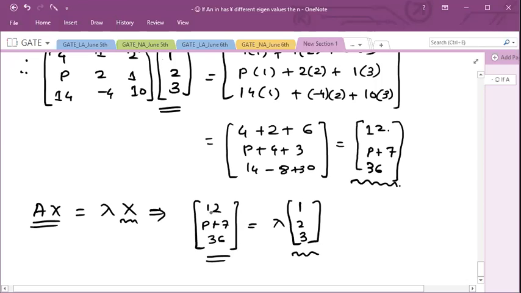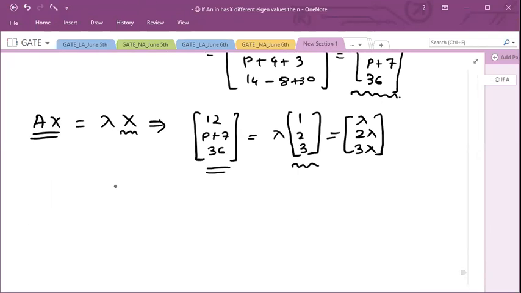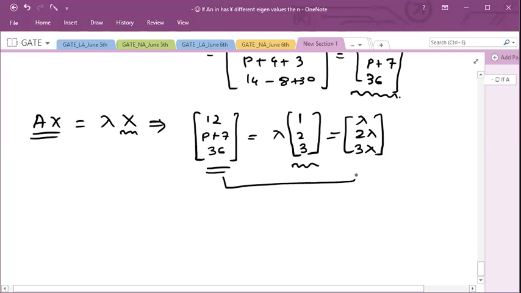So if I am writing 12 as lambda into 1, do you understand here? So this is lambda into 1, lambda. This is 2 lambda. This is 3 lambda. So compare all of them here. If you compare all these three elements, if two matrices are same, then you can compare all three elements. So first element 12 is equal to lambda, P plus 7 equal to 2 lambda, and 36 equal to 3 lambda.